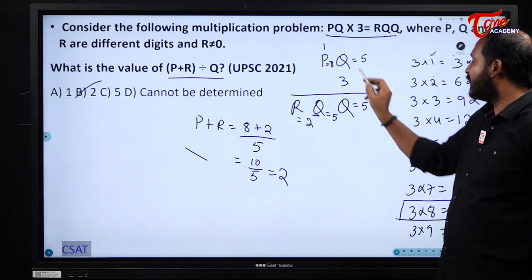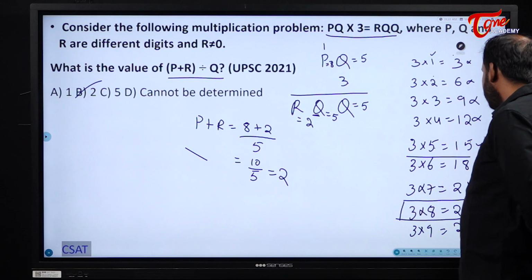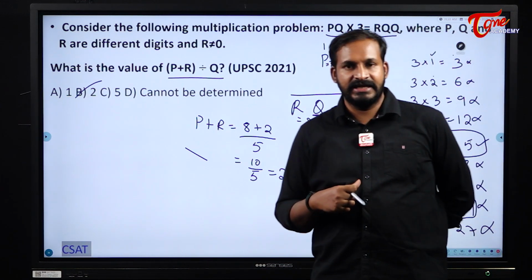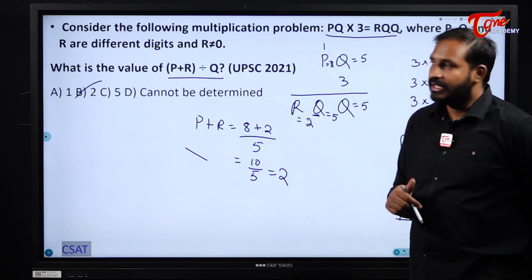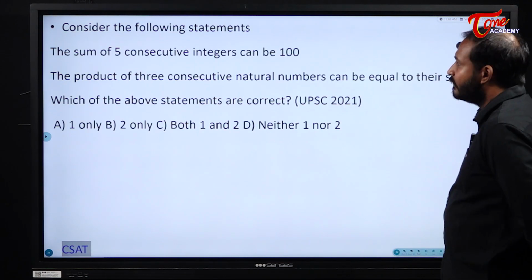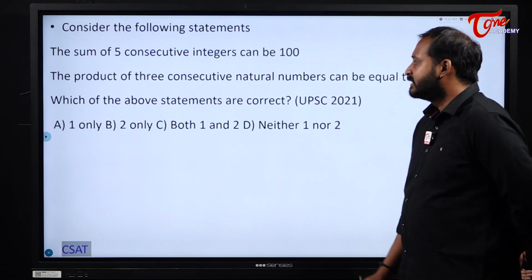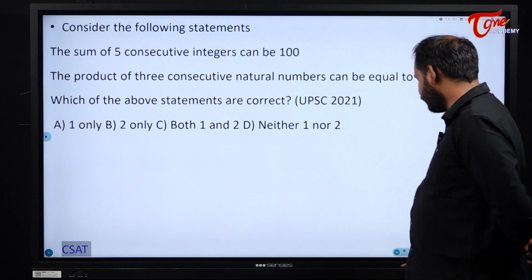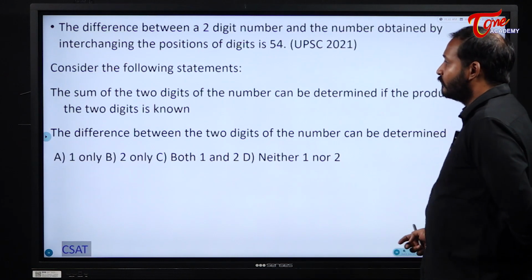By multiplying which digit will I get the same digit? So when I multiply 3 with 5, I will once again get 5 as my unit digit, right? Next one. Consider the following statements. See, the same problem we already solved in our last session. Please go and watch it once. I don't want to waste your time. Next one.